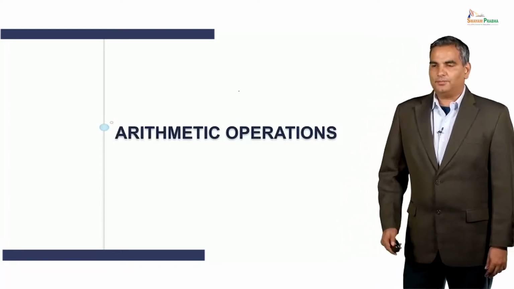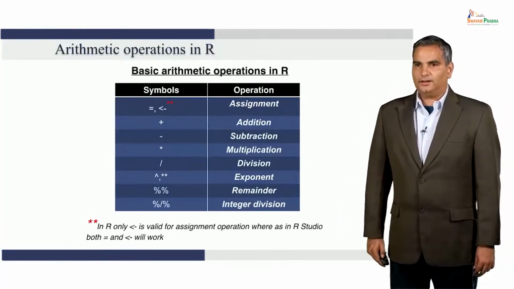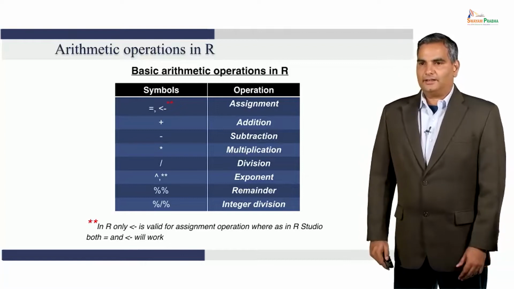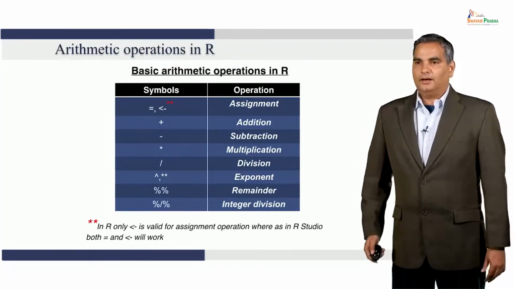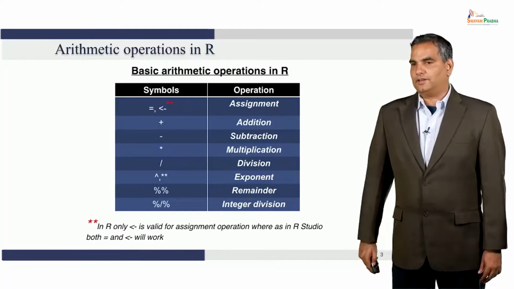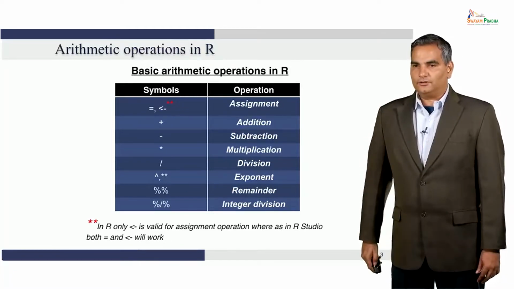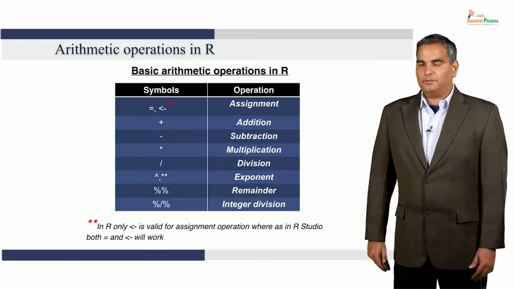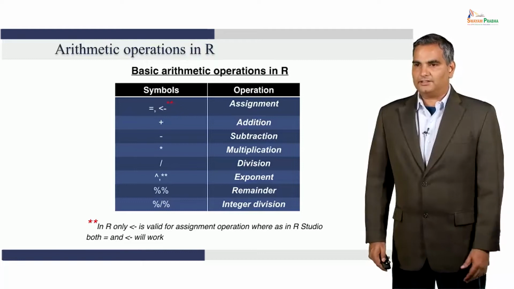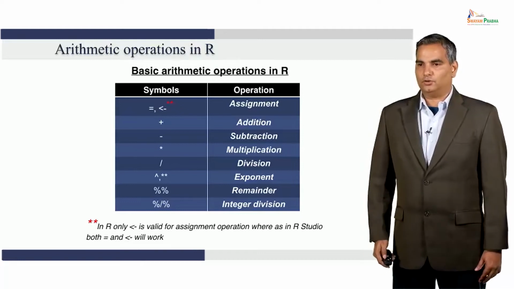So we'll start with simple arithmetic operations that you can do in R. These are very standard that have been seen before in other programming languages. For assignment, there are two ways of assigning. One is to use an equal to or the symbol that's shown next to the equal to. The other assignment symbols are pretty much the same: addition, subtraction, multiplication, division, and so on.